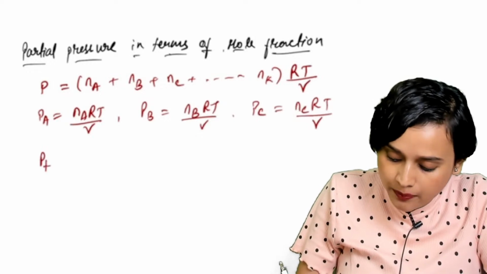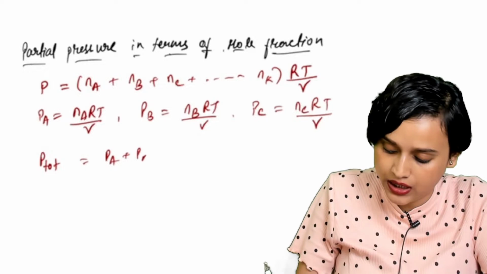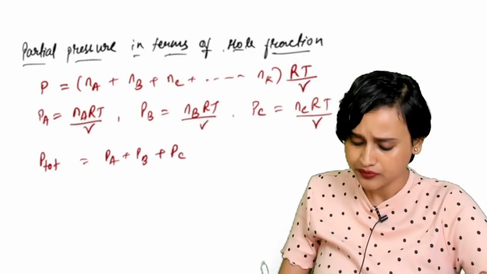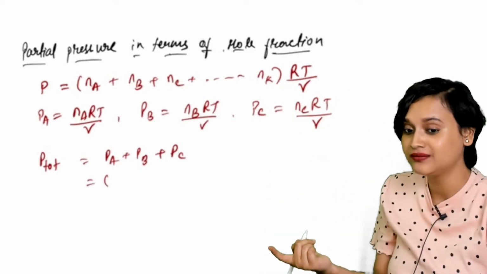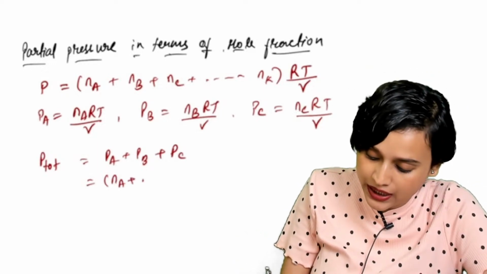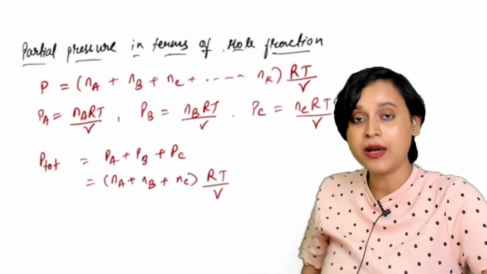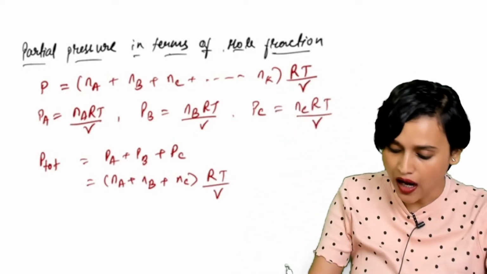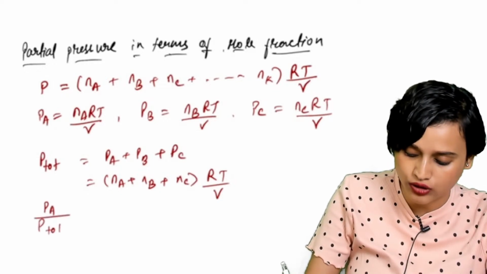So what will be our P total? Our P total will be basically PA plus PB plus PC and dot dot dot. It will go on and on. Now for all of these, I can take RT by V to be common. Can I not take RT by V to be common? So that means Na plus Nb plus Nc multiplied with RT by V. I have taken RT by V as common.